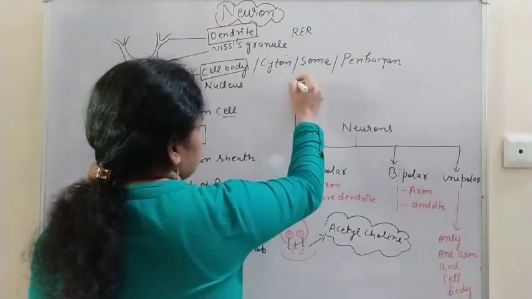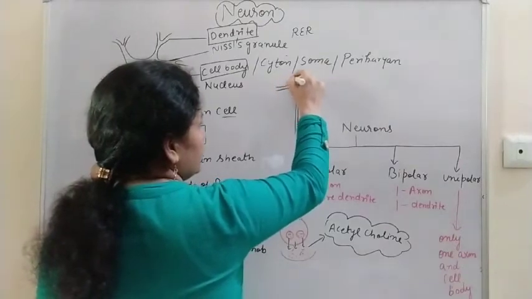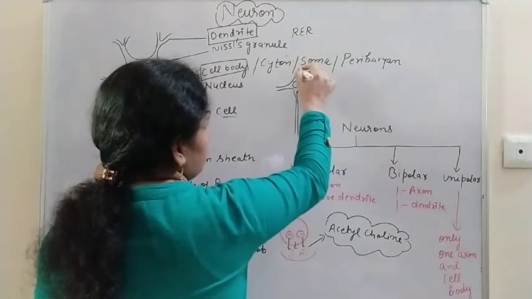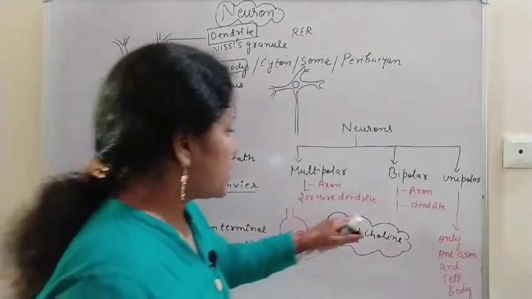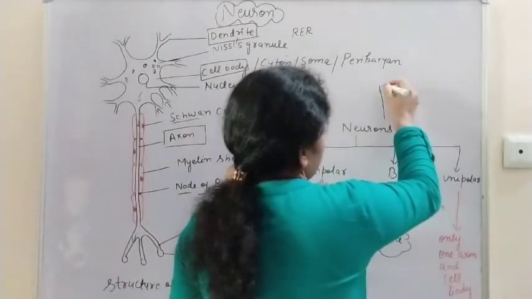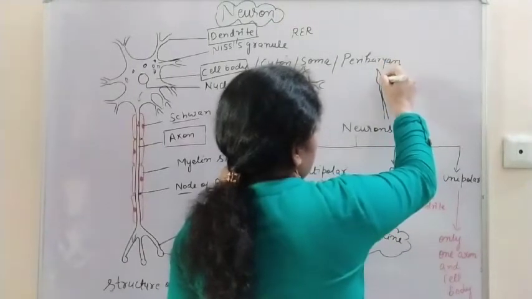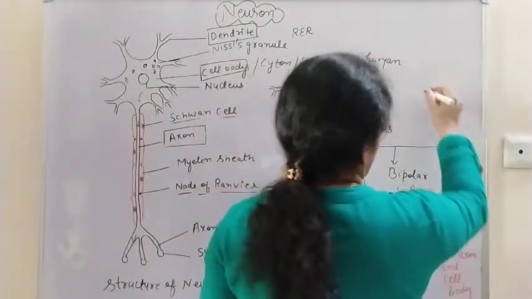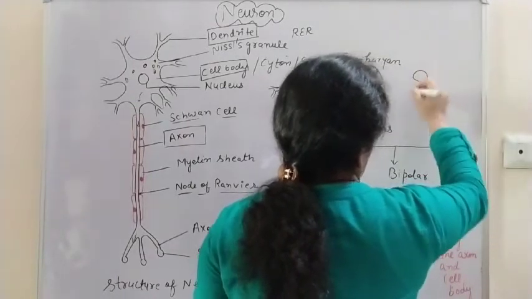Here the cell body is present, and in the cell body two or more dendrites in case of multipolar. In case of bipolar, one axon and only one dendrite. And in unipolar, axon with cell body. Dendrites are not present in it, there is only the axon and the cell body.